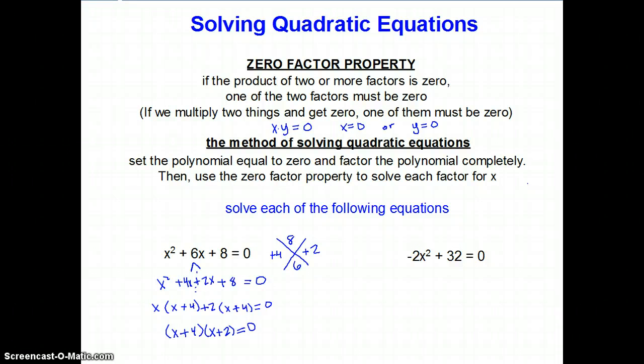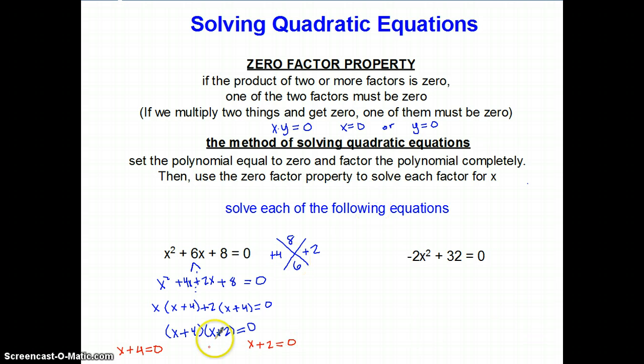The zero factor property says if you're multiplying two things together, so here I'm multiplying an x plus 4 by an x plus 2, since I'm multiplying those two things and the product, or what they equal, is 0, then either one or both of those two things must be 0. So I'm going to take my first factor, x plus 4, and set that equal to 0. If that first factor is equal to 0, then when I multiply by the other factor, my product will be 0. Similarly, with the other factor, x plus 2.